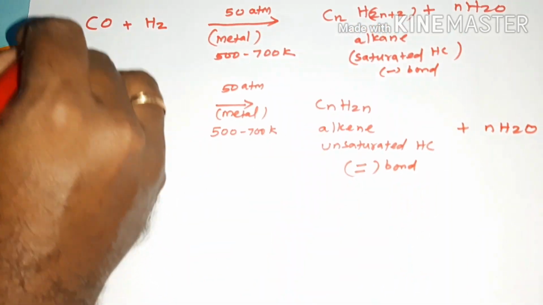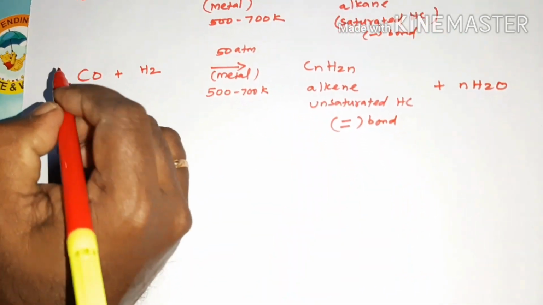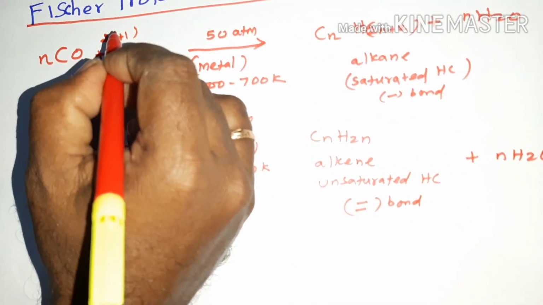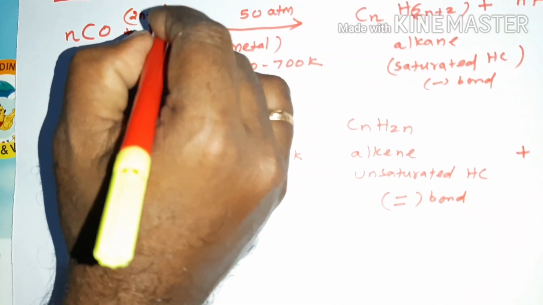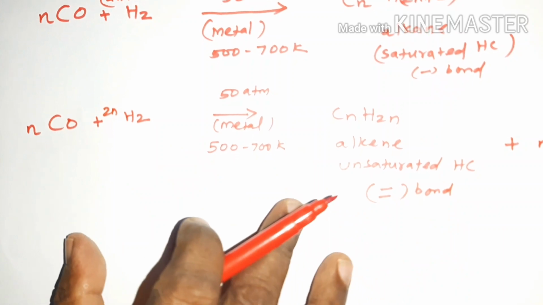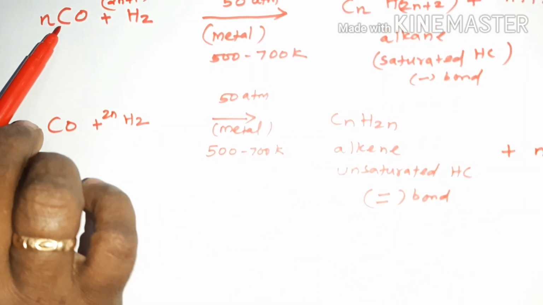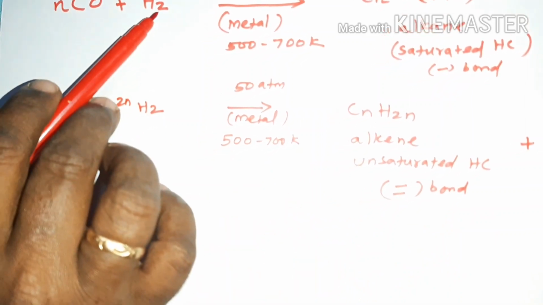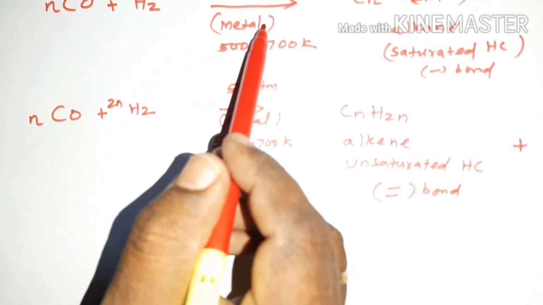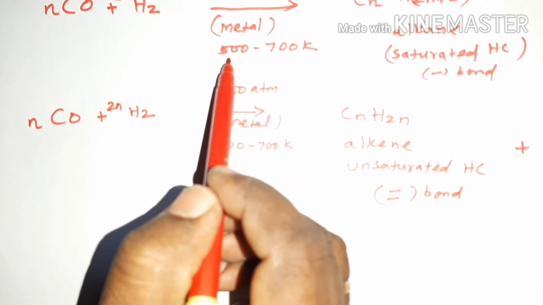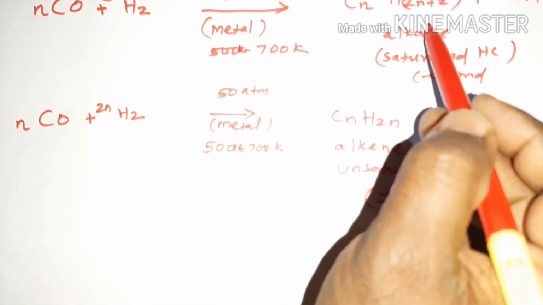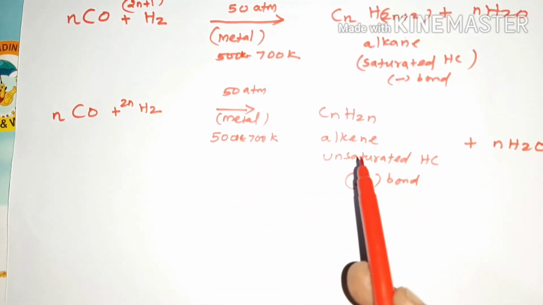Then when you balance the equation, this is n times carbon monoxide, then here 2n plus 1 times H2, and here it will come 2n. So this is the balanced equation. Hope you understood. So carbon monoxide reacting with hydrogen at 50 atm pressure in the presence of a metal catalyst, and the temperature range is 500 to 700 Kelvin, we are getting saturated and unsaturated hydrocarbons.